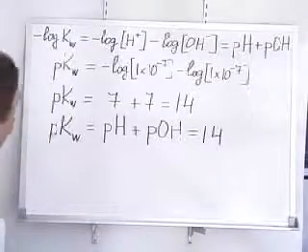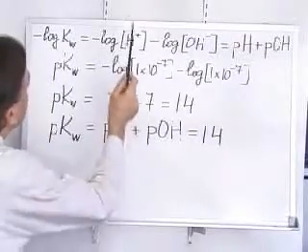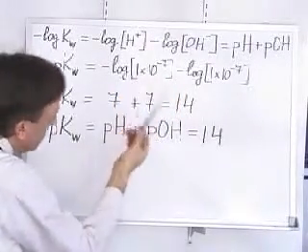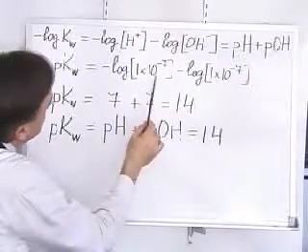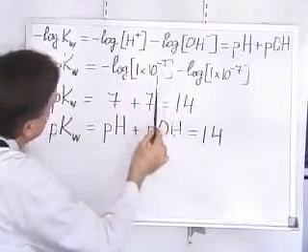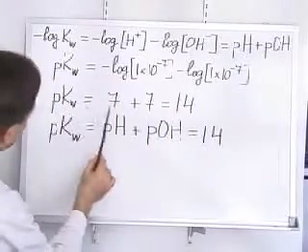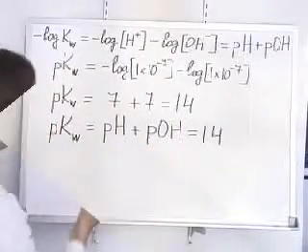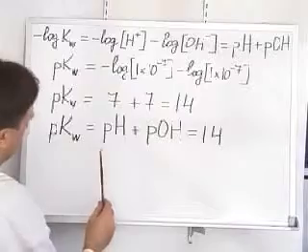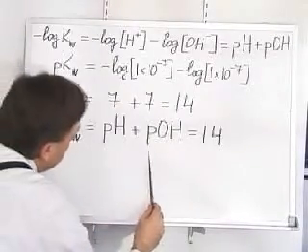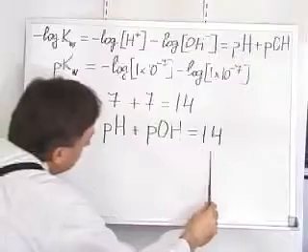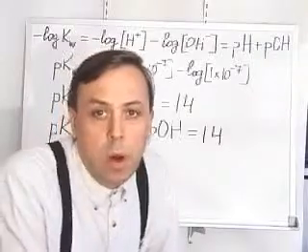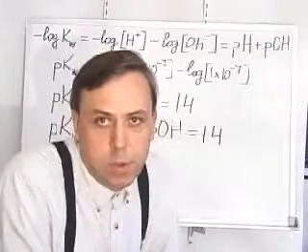Now, if we have pure water, as already noted, the molarities of the protons and hydroxide ions are equal to each other, and experimentally it's determined that they are 1 times 10 to the minus 7th. When we take the negative logarithms of these molarities, we obtain pKw equals 7 plus 7, that is 14. It is important to understand that the sum of pH and pOH is equal to 14 at room temperature, not only in pure water, but in all aqueous solutions.